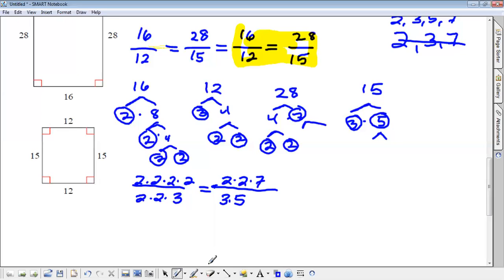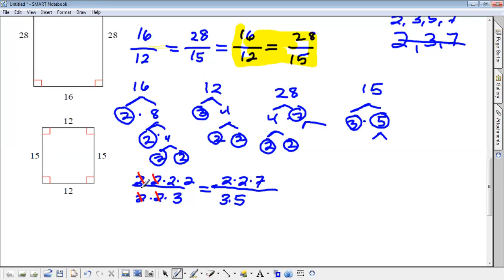Now look at each fraction. If you have the same value, the same number, top and bottom, you can cancel it. On the first fraction, what can I cancel? Okay, I can cancel a pair of 2's. Can I cancel anything else? I can cancel another pair of 2's. Can I cancel anything else? That's it, no more repeating. Now look at the second fraction. Can I cancel anything? No, they're all different.